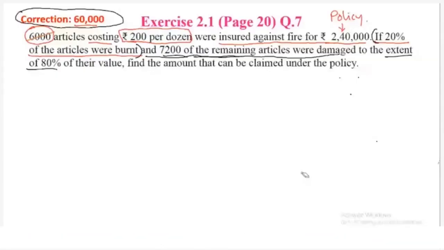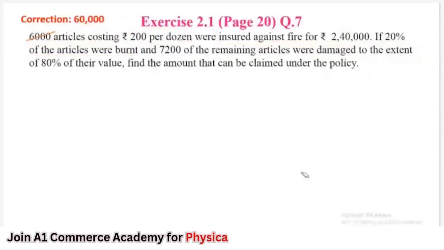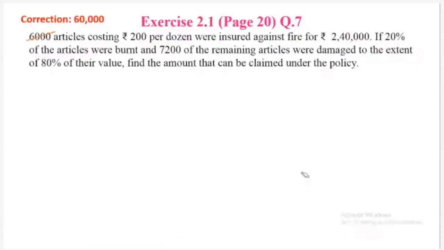Let me remove everything from here also. Let us do it once again. Read the problem. I'm reading the problem. 60,000 articles. How many articles are there? 60,000 articles are there. Costing how much? 200 per dozen. 60,000 articles costing 200 per dozen.